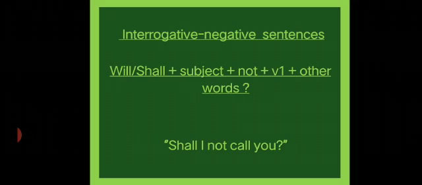Okay, now interrogative negative sentences. The sentence should be in negative form as well as in interrogative form. Then the sentence structure will be will or shall plus subject plus not plus verb's base form, then other words and question mark. For example, shall I not call you? Shall at the first place now, and we add not here also with subject. So it's a complete interrogative negative sentence.